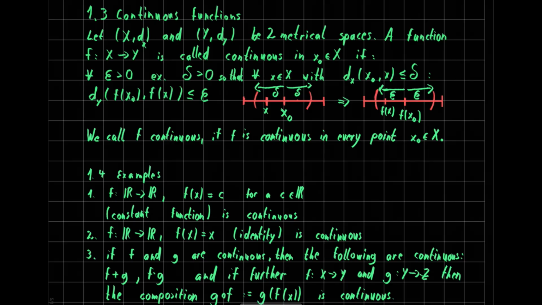First, constant functions are always continuous, the identity is continuous, and if f and g are continuous, then f plus g, f times g, and if properly defined, the composition of f and g are continuous. The composition of f and g is just g of f of x.